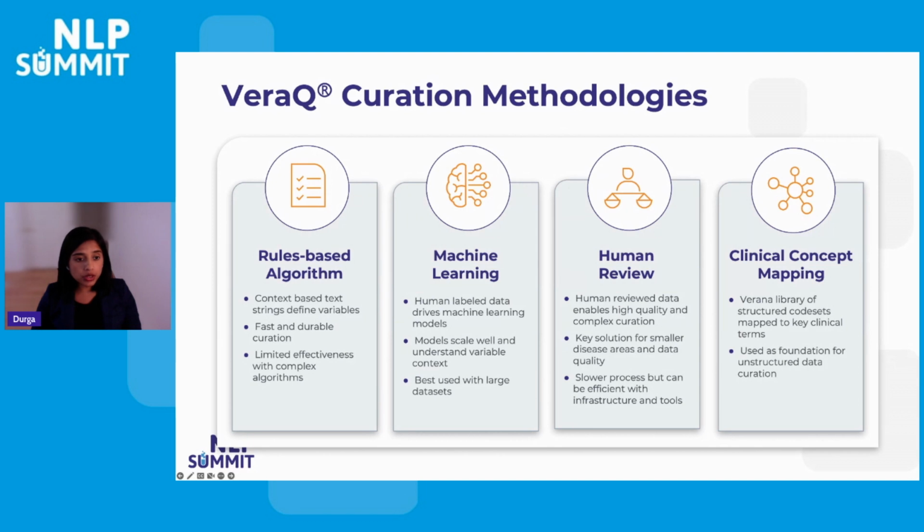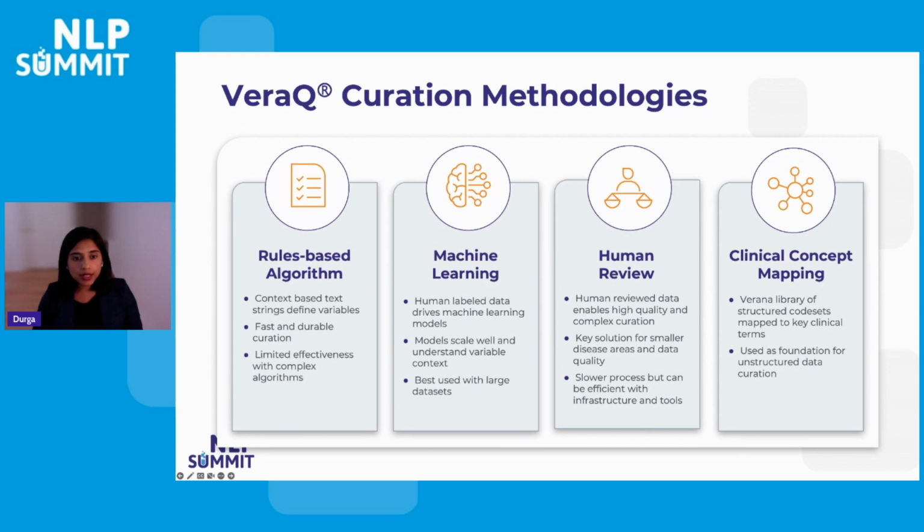We can use machine learning, where we look at human labeled data that drives these models. And those models scale well, and they understand variable context. They're best used with large data sets like we have with our registry data. There's often the opportunity also to do human review.